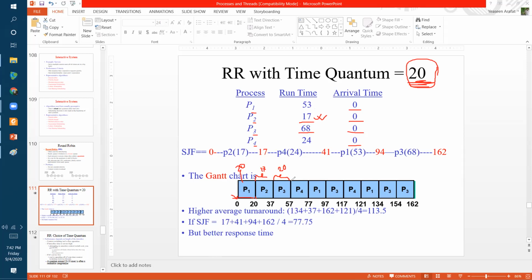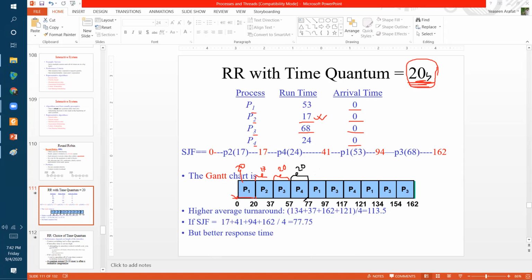Now, after the 57th second, P4 will come into action. P4 will start its job at 57 and will work for 20 seconds because the quantum time is 20 seconds. So from 57 to 77, P4 will do its 20 seconds job.